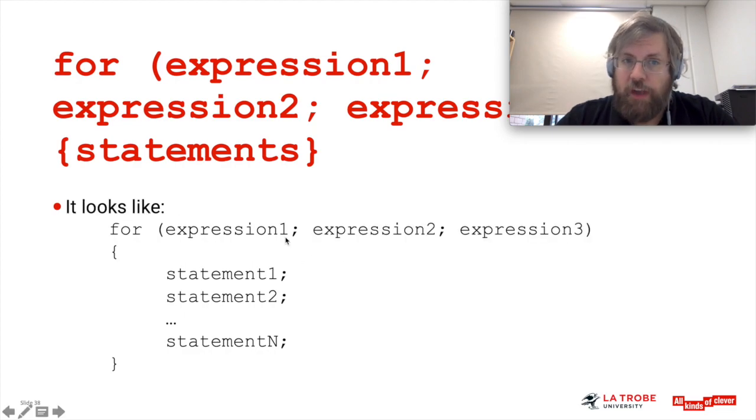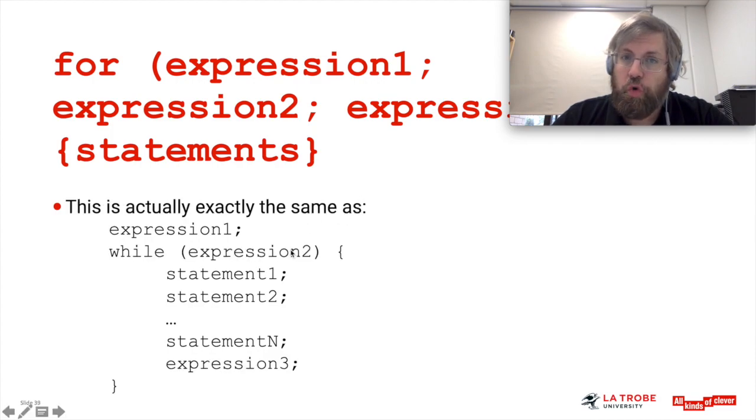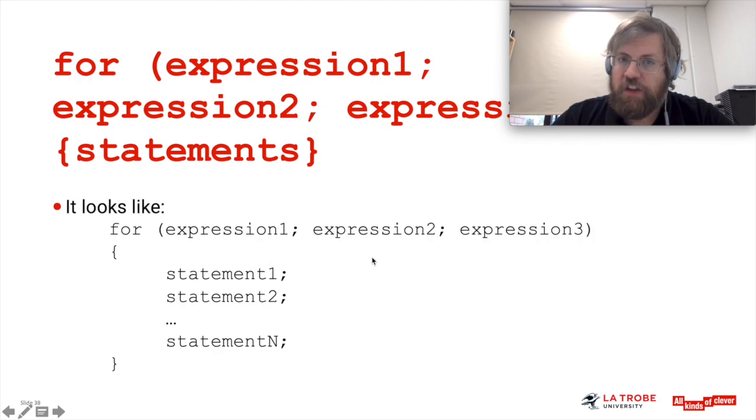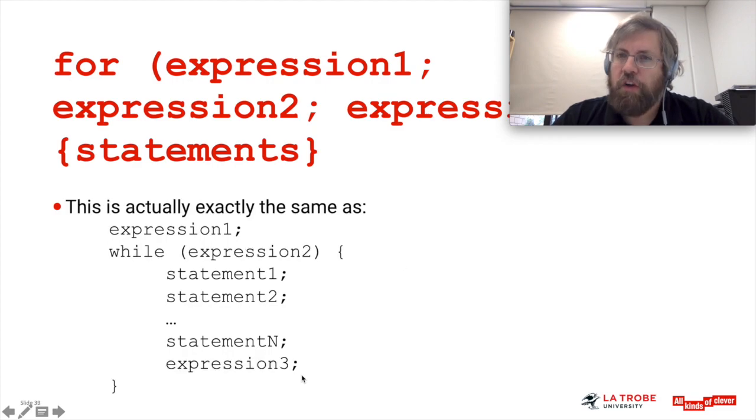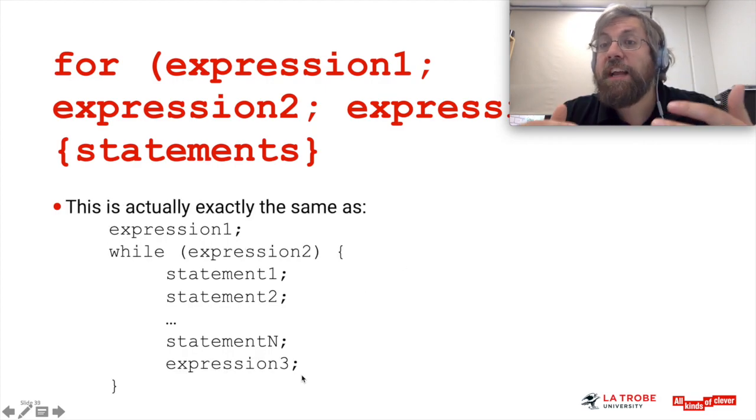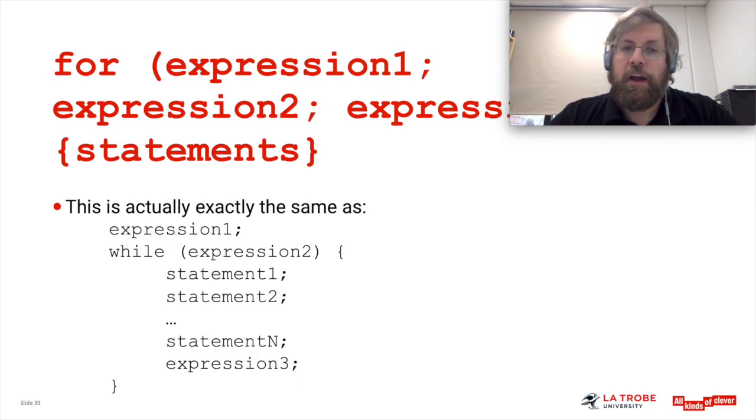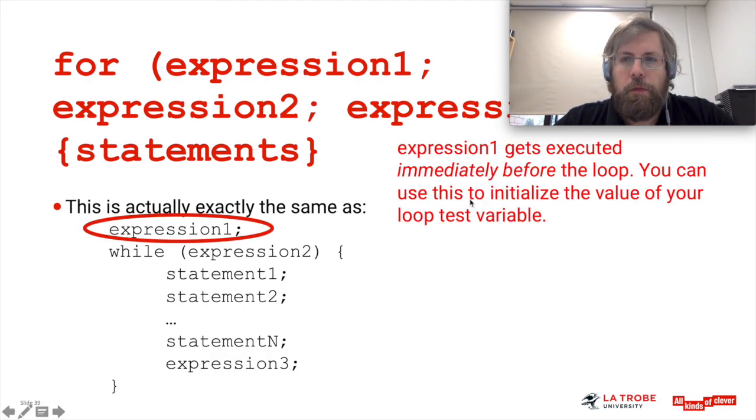So expression 1 is the setup. It happens before the loop test, before we even get to the loop, right? Expression 2 is the loop test, right? It tells us, do we go into the loop? And then expression 3 is usually what changes the loop test, right? So expression 1 gets executed immediately before the loop. This is most often used to initialize the value of your loop test variable.